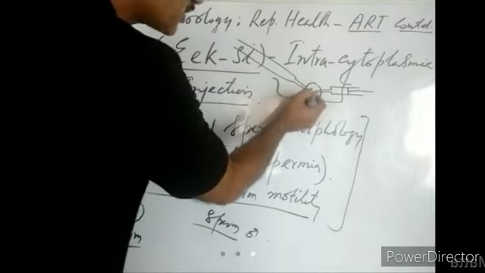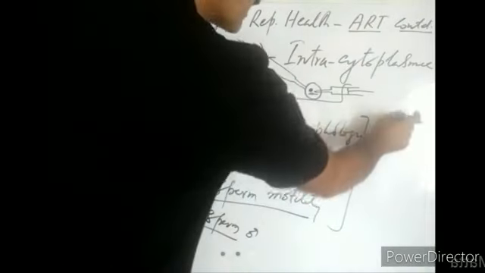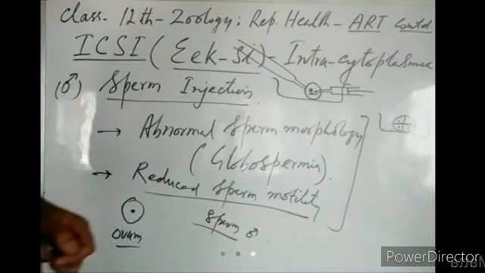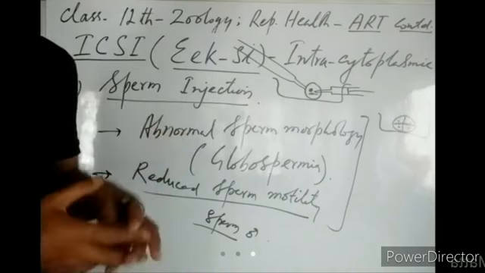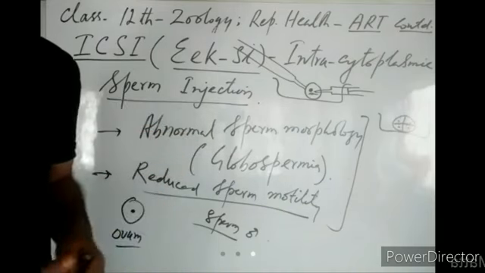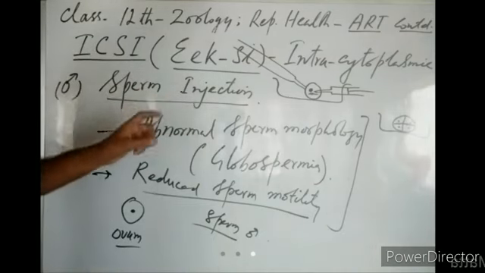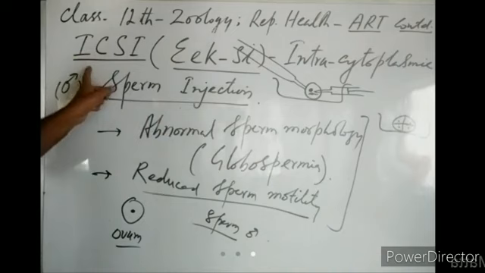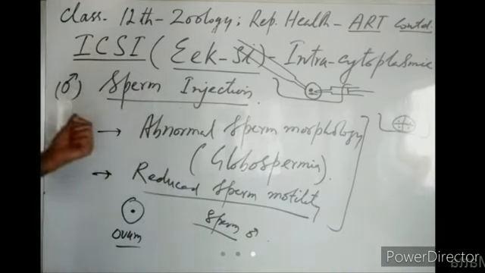When the sperm is injected into the ovum by this artificial method, the sperm fertilizes the ovum and it changes into a zygote. The zygote then divides by cleavage division and forms an embryo. Then this embryo is transferred into the uterus of the female, where it develops into a child and the child is born after 9 months. So this method of treatment of infertility is known as ICSI, intracytoplasmic sperm injection. This is used for infertile males.